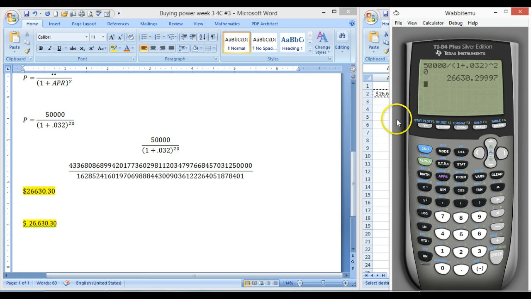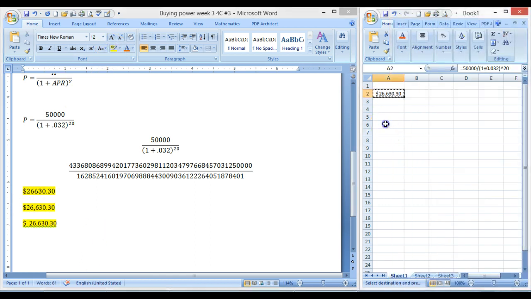Okay, so that was the third way. And to answer that, you would then type it in instead of just copying and pasting something. 26 comma 630 point, and then we round this to the nearest penny, which is 30 cents, and again, highlight the answer. Okay, so that was the next way.